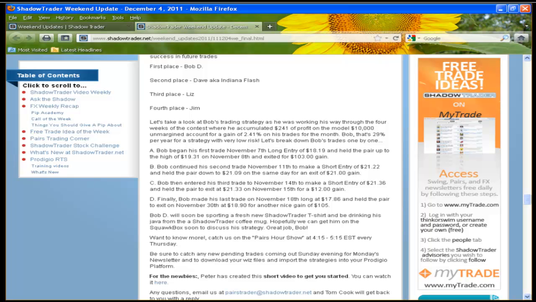He's got his Prodigio set to buy the pair at that lower level and sell the pair at that higher level. Second trade, he's short at 21.22, holding it down to 21.09. Then again, he's short at 21.36, holding on to the pair at 21.33. And then again, he's long at 17.86 and long and out at 18.90.